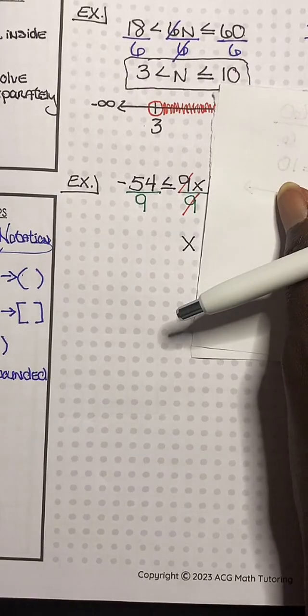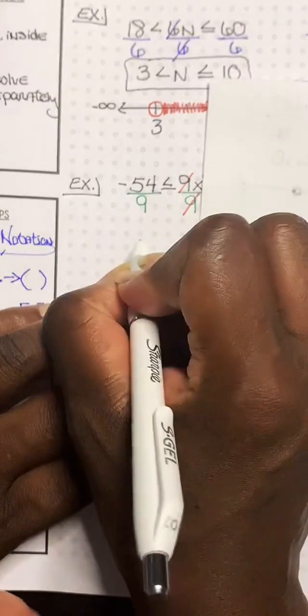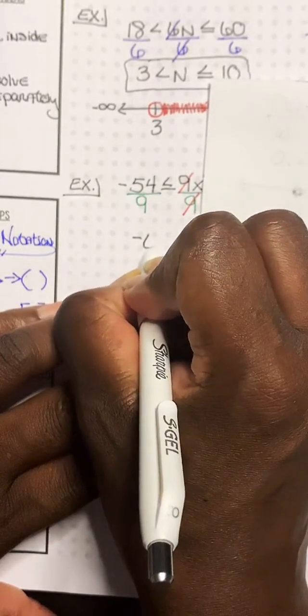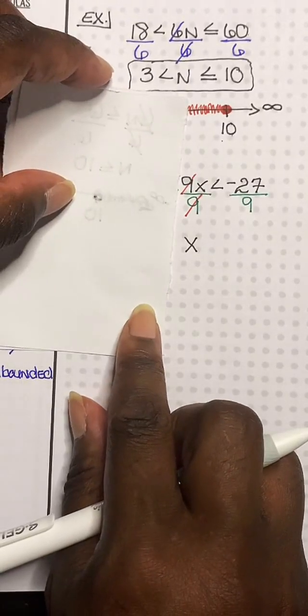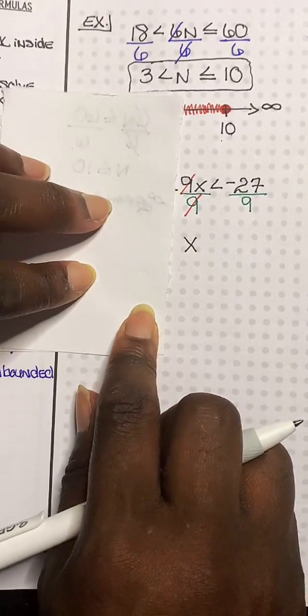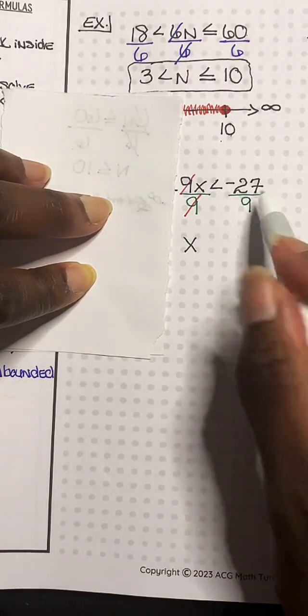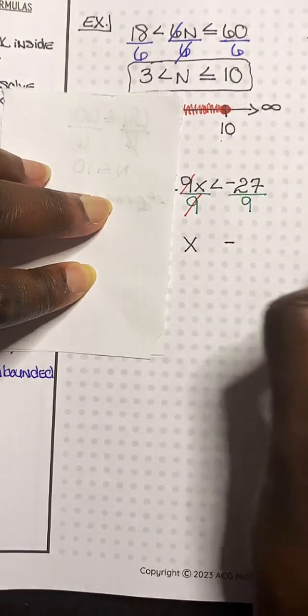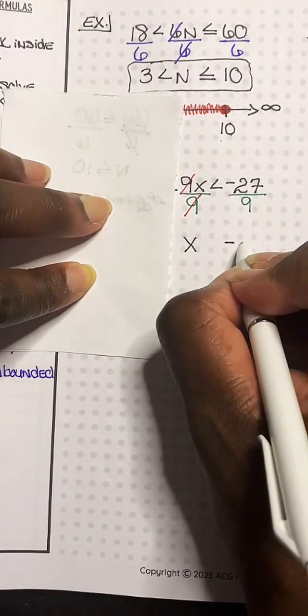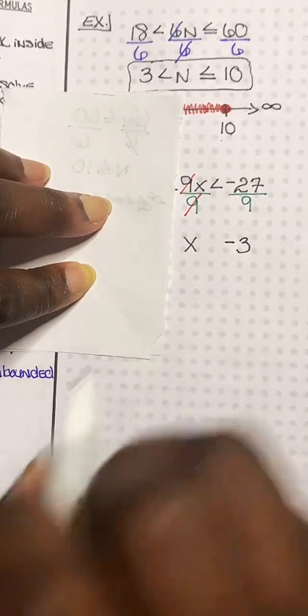So you have, let's say, a negative 54 divided by 9. That will give me a negative 6. I'm not going to put the inequality just yet. Okay, I'm going to save that for a second. Now, I want to cover up this side. So now we have negative 27 divided by 9. A negative divided by a positive will give me a negative. And 27 divided by 9 will give us 3.